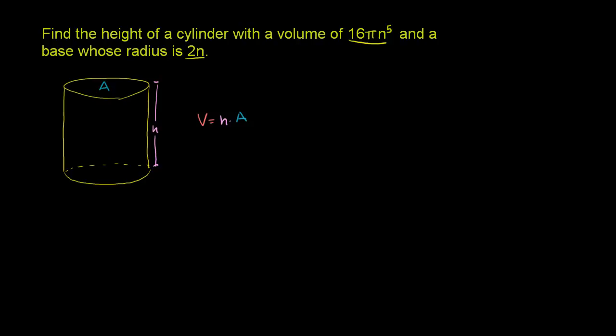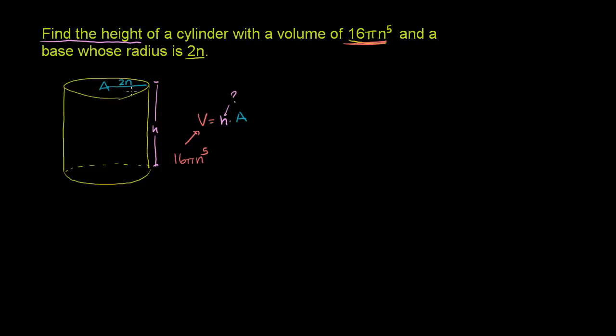We want to find the height. They say find the height. So we need to solve for h. This is what we don't know, of a cylinder with a volume of 16 pi n to the fifth. So they tell us the volume is 16 pi n to the fifth. And then they tell us a base whose radius is 2n. So they're not telling us the area, but they're telling us the radius. That radius right there is 2n.